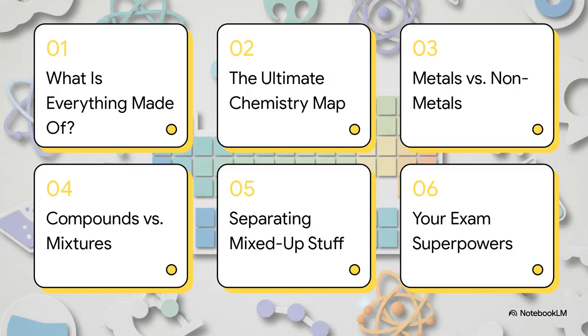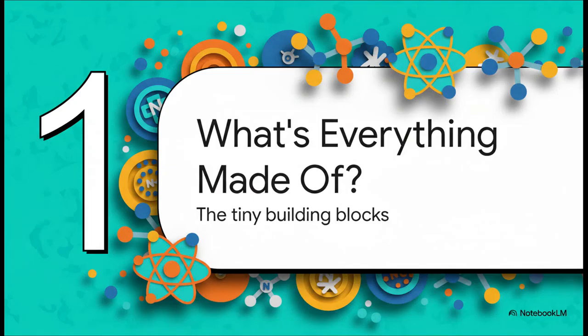So here's our game plan for today. We're going to start with the absolute basics, then we'll explore the periodic table itself, our chemistry map. We'll learn how to tell the different elements apart, see what happens when they get together, and most importantly, we'll finish up with some exam superpowers to make sure you nail your tests. You ready? Let's go. Okay, first things first.